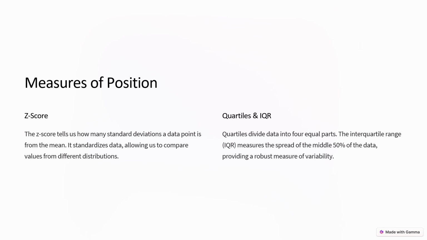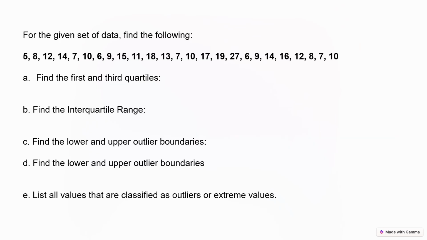So the median divides the entire data set into 2. The lower quartile divides the lower half of the data into 2, while the upper quartile divides the upper half of the data into 2. And here we have an example to show how to calculate the quartiles.